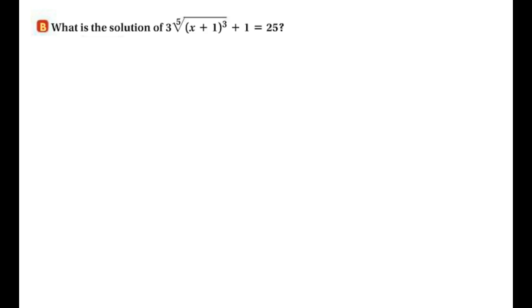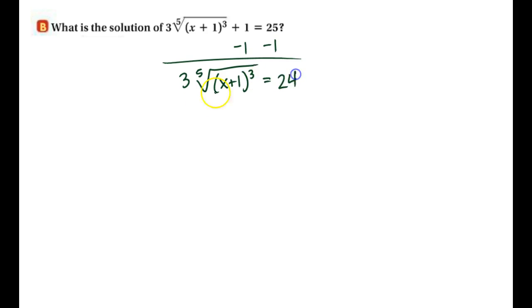In part B, we need to find the solution of the equation 3 times the fifth root of the quantity x plus 1 to the third plus 1 is equal to 25. The first thing I need to do is isolate the radical expression. So I want to subtract 1 from both sides, drop everything else down, and then divide by 3, because that 3 in front is being multiplied.